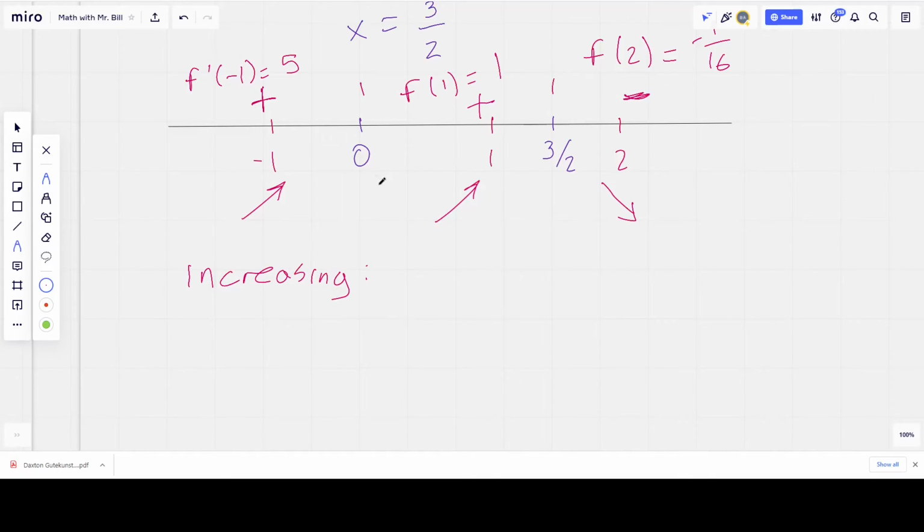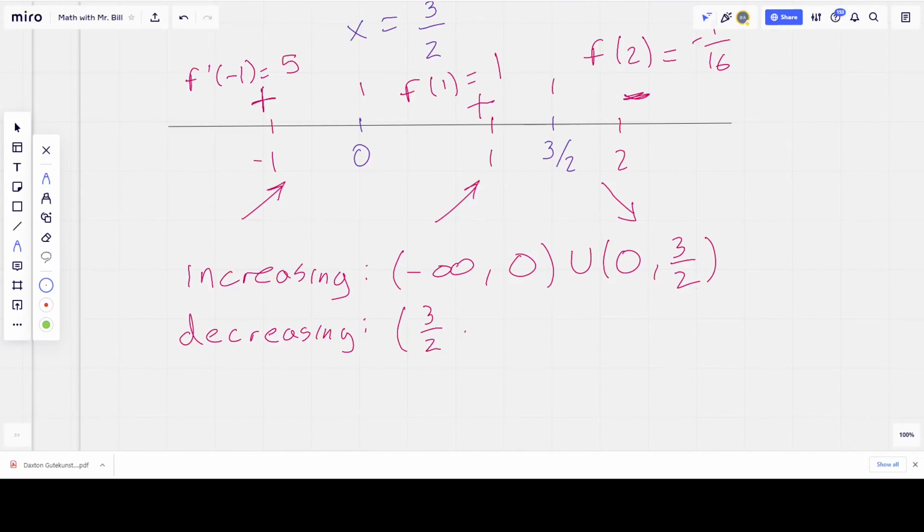We just have to make sure that we don't include 0 because 0 is not allowed in our original function. And so our intervals for increasing go from negative infinity to 0, and we close that off with an open parenthesis. And then we union that from 0 to 3/2. We use a closed parenthesis there because at the endpoint, we don't say that it's either increasing or decreasing. And then it's decreasing from 3/2 all the way to positive infinity.